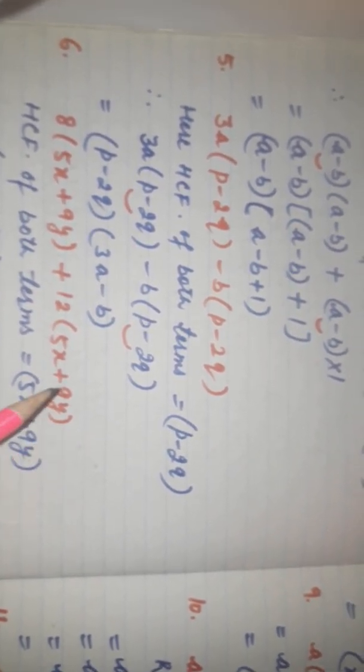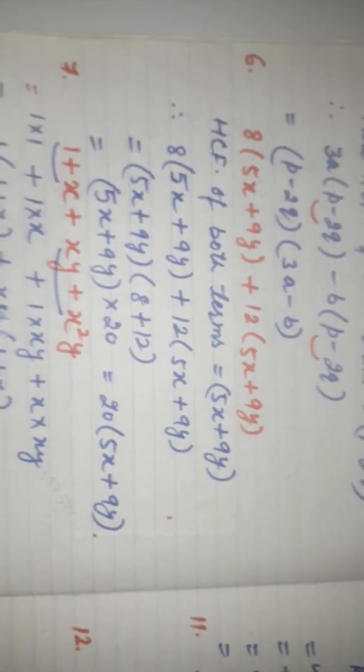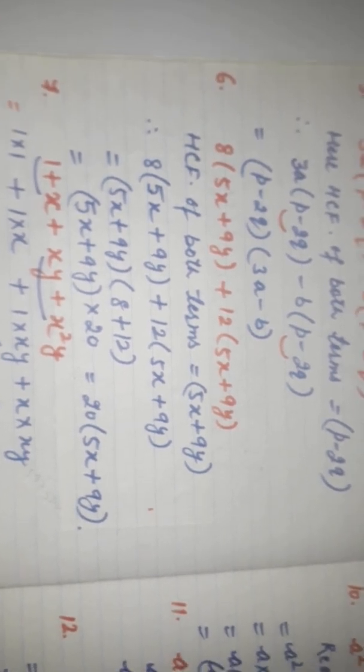And the next one: in the next one there is given 3a into (p minus 2q) minus b into (p minus 2q). So (p minus 2q) is the common factor between these two. So when we take it out, what we get inside is 3a minus b. So it is a factorized form. Simple. The next one, but it is related to the mind. If you think about which is the highest common factor or common factor between the given terms, then you can factorize this. It's a very important thing.